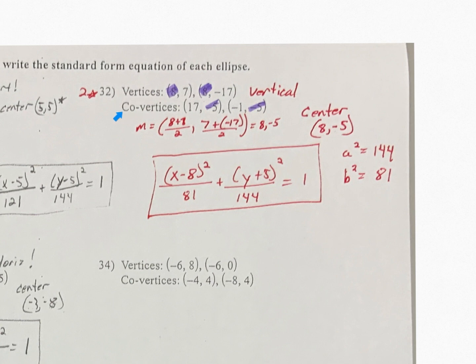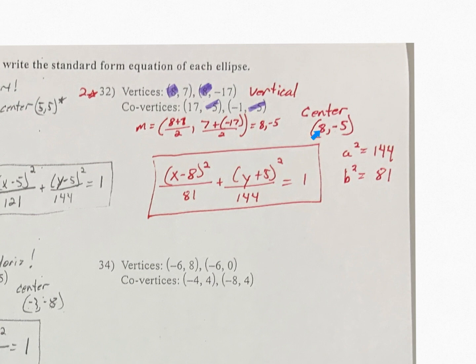B, we'll use the co-vertices, because that's what our b squared is, our b value. So if we look at our center, we're at 8 at the x value, and then we're moving over to 17, or we're moving 8 to negative 1. If you just subtract 17 minus 8, 17 minus 8 is 9, and 9 squared is 81. So now you have your a squared and your b squared. So then you just plug it in.